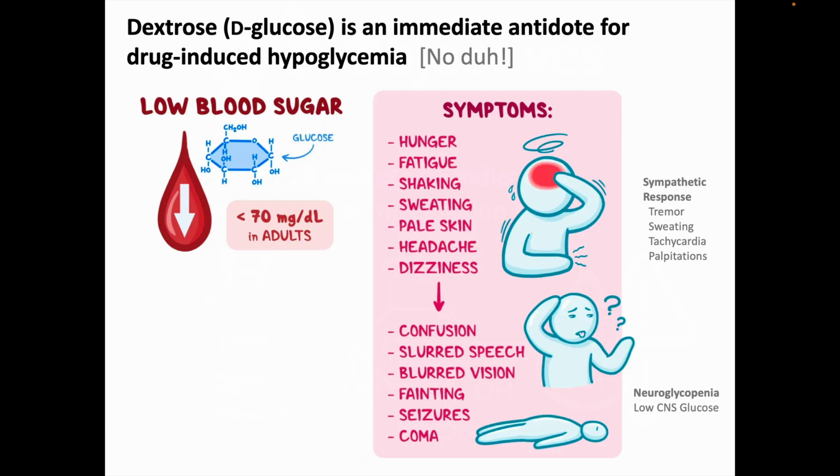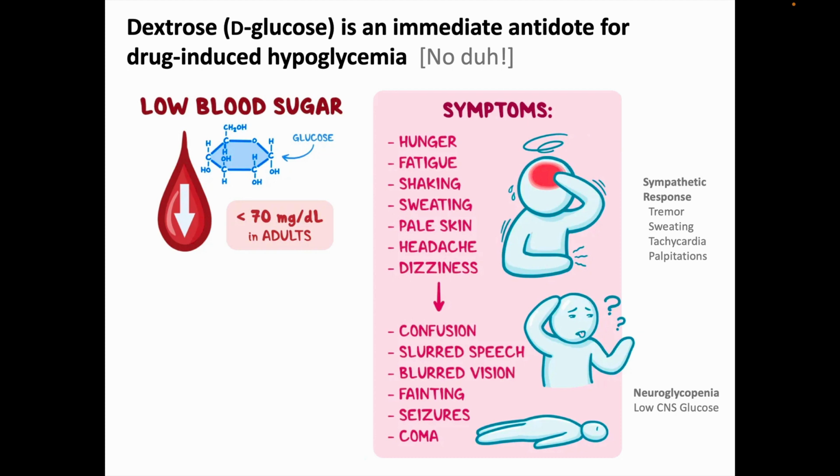Obviously, dextrose is an immediate antidote for drug or toxin-induced hypoglycemia. The patient's glucose is low, so you give the patient some glucose. The particular figure here defines hypoglycemia as a serum glucose less than 70 mg per deciliter, although the Goldfrank chapter defines it as 60 mg per deciliter or lower. But it's not the absolute number that's important, but whether the patient is showing clinical effects along with a relatively low serum glucose. That's a better practical definition of hypoglycemia.